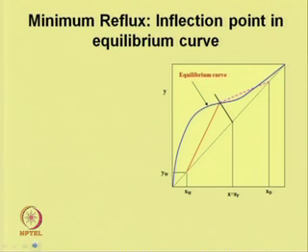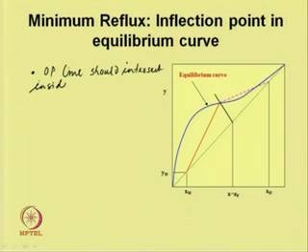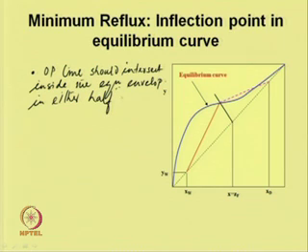So, at any time the operating line should not intersect the equilibrium curve at the pinch point outside the equilibrium curve. It should always intersect inside the equilibrium curve. The point is that the operating line should intersect inside the equilibrium envelope in either half of the column.